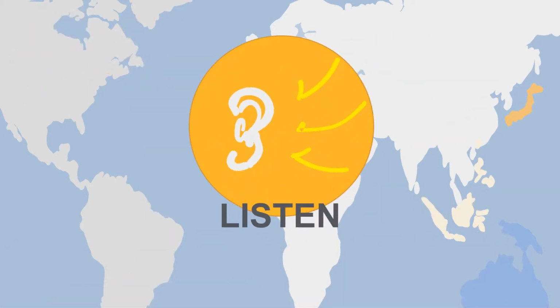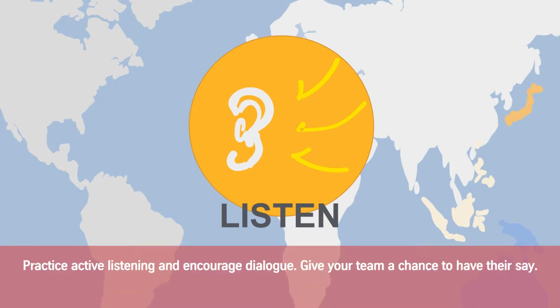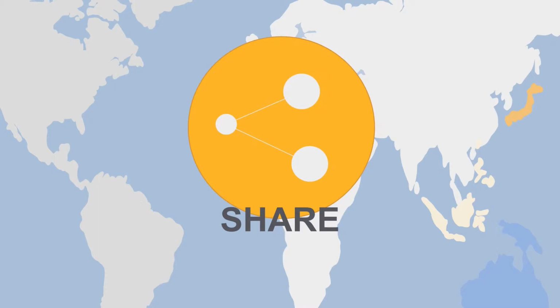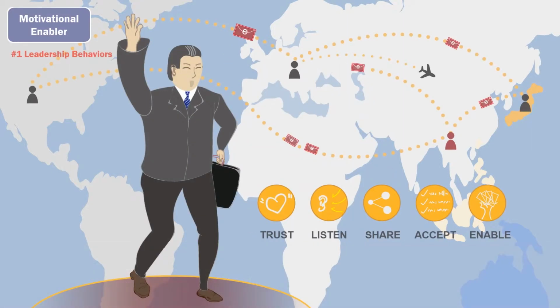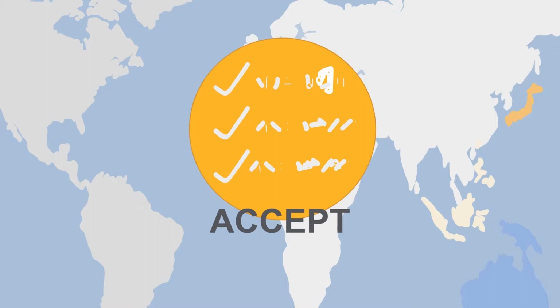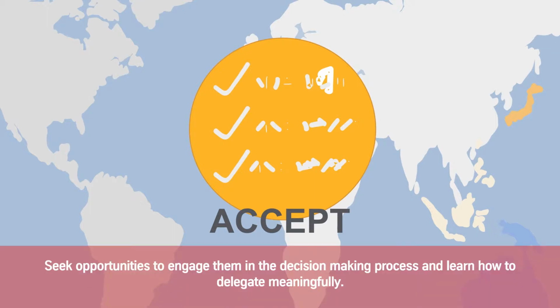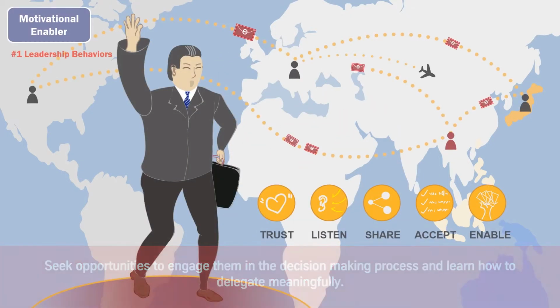With listen, remember 2 ears and 1 mouth. Practice active listening and engage dialogue. Give your team a chance to have their say. For share, communicate openly, transparently, and frequently. Remove the potential for hidden agendas and rumours with regular town halls, Q&A, and feedback sessions. Accept that the team are competent and capable. Seek opportunities to engage them in decision-making processes and learn how to delegate meaningfully.